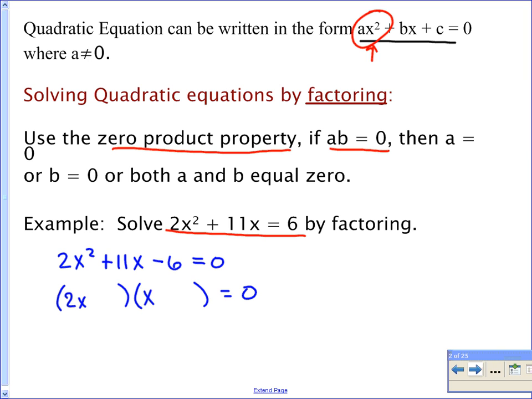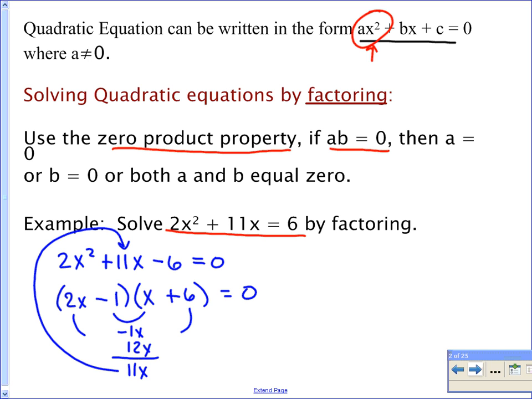And if you use guess and check, then you do something like this. You know you want 11x in the middle, so that's going to be a plus 6 here and a minus 1 here. And if you were to check these terms, that gives you negative 1x. If you multiply these, that gives you 12x. And if you add those, 11x, you should get that guy. Okay, so it does work out, so it's factored correctly.